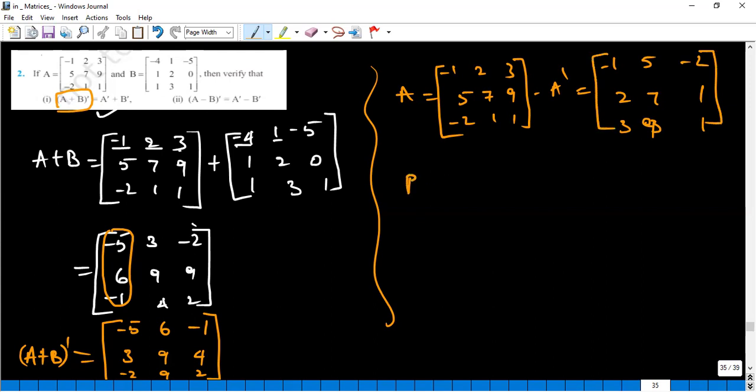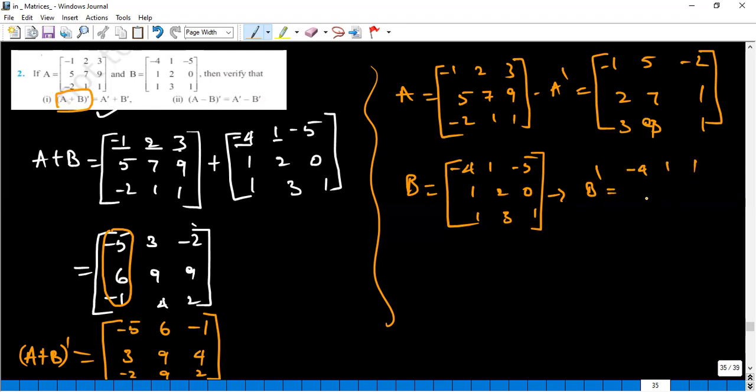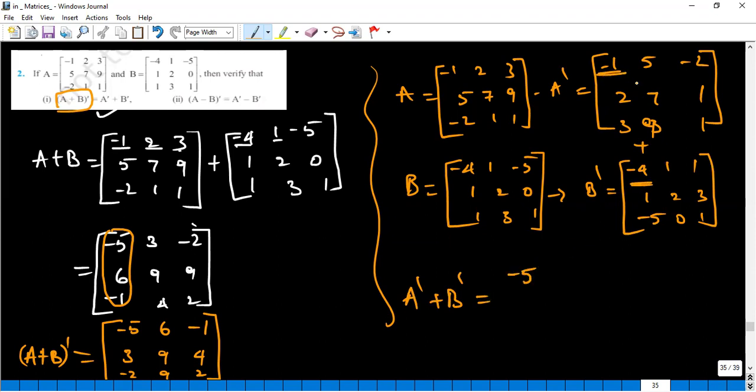Find out B transpose also. We have B like this: -4, 1, -5, 1, 2, 0, 1, 3, 1. What we'll get here? B dash as -4, 1, 1, 1, 2, 3, -5, 0, 1. Okay. If you add these two, A dash plus B dash, what we'll get? Add the corresponding elements. It is -5. 5 plus 1 is 6.